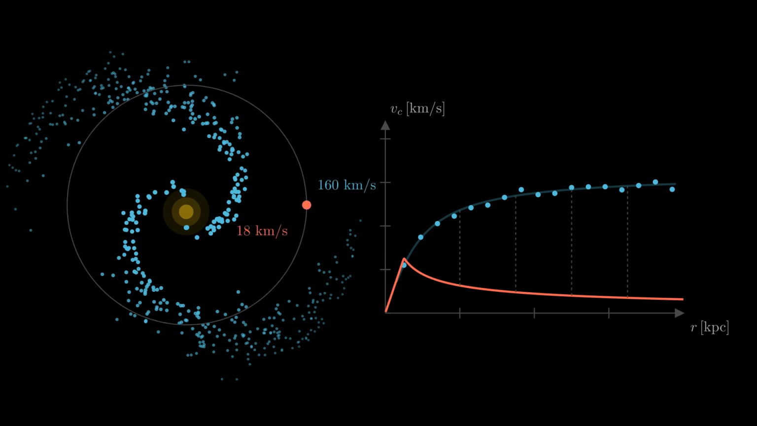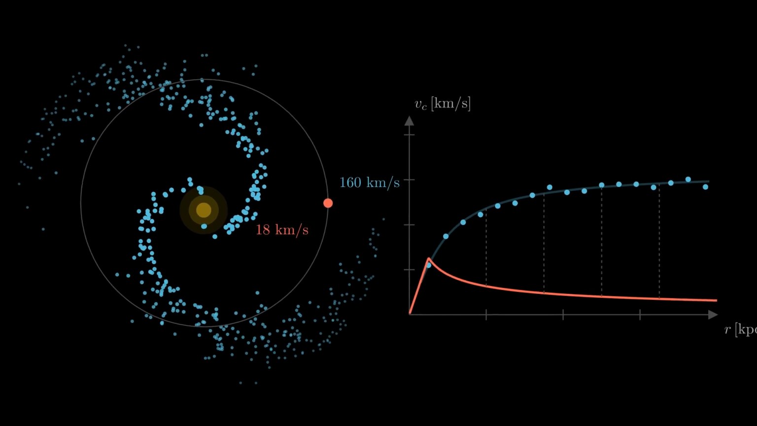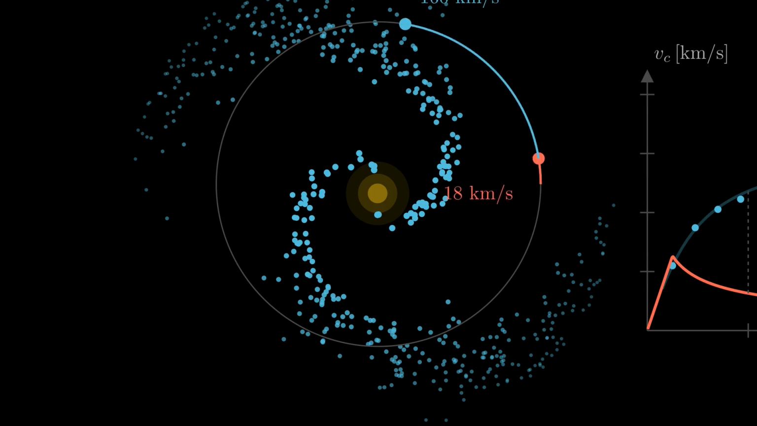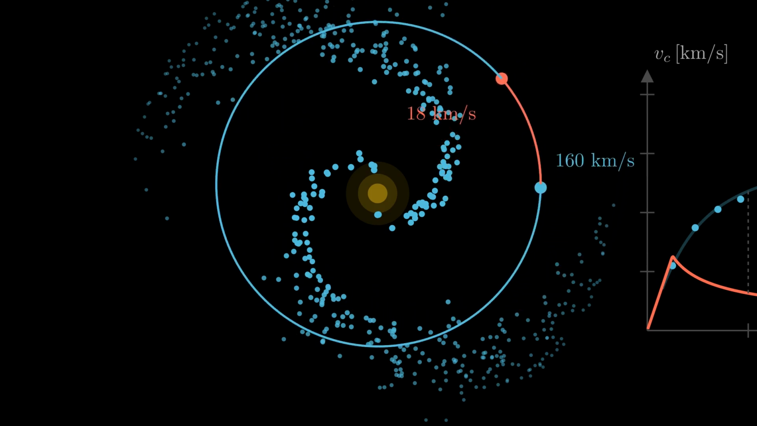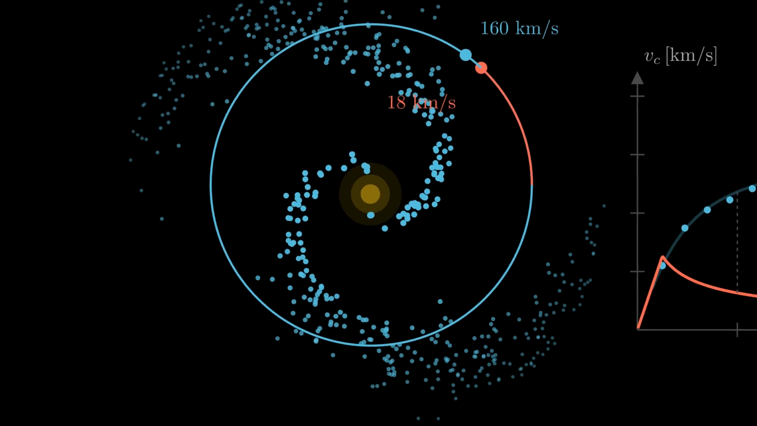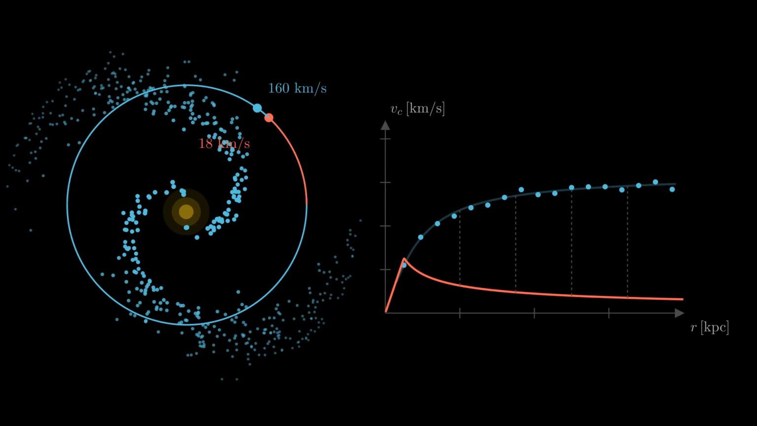Same star, same distance from the center. Red is the speed Newton allows you. Blue is the speed we actually measure. That gap is not experimental error. The galaxy behaves as though it weighs 100 times more than the light it emits.